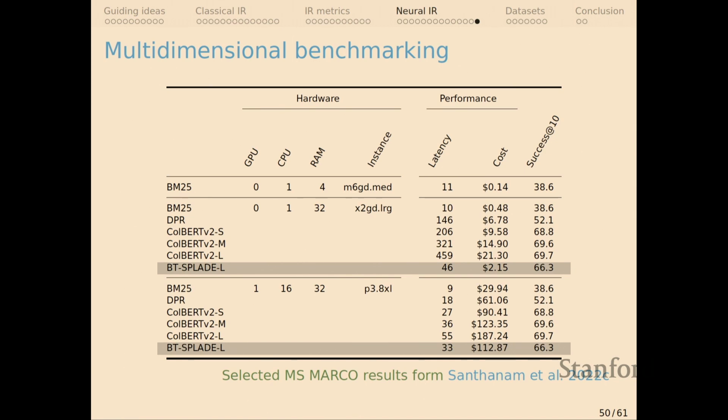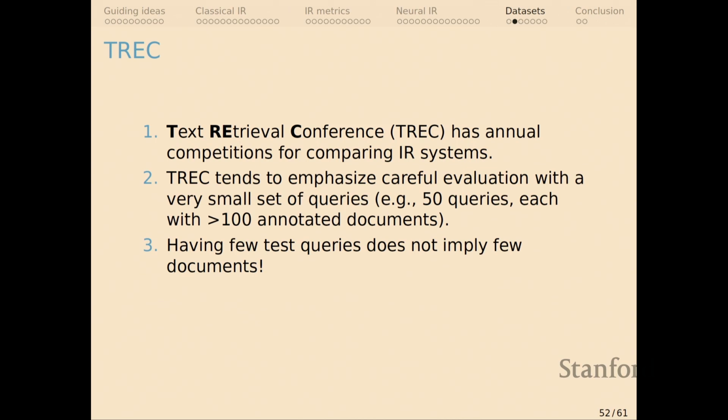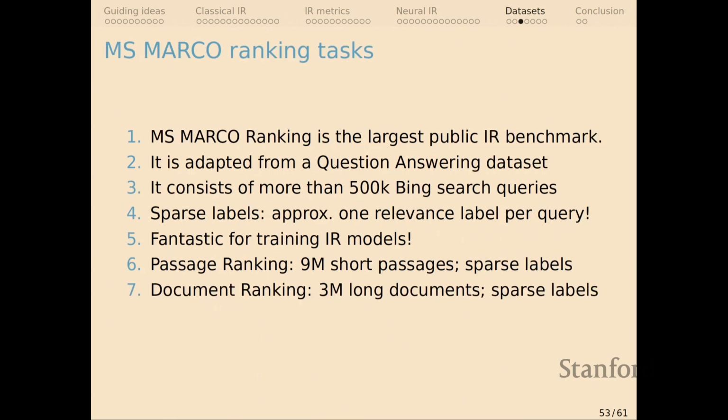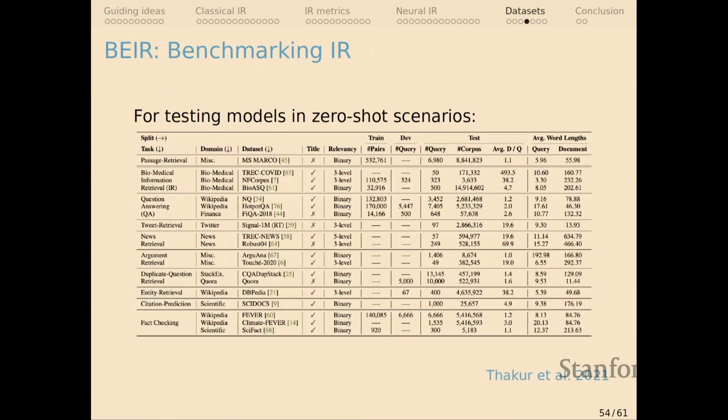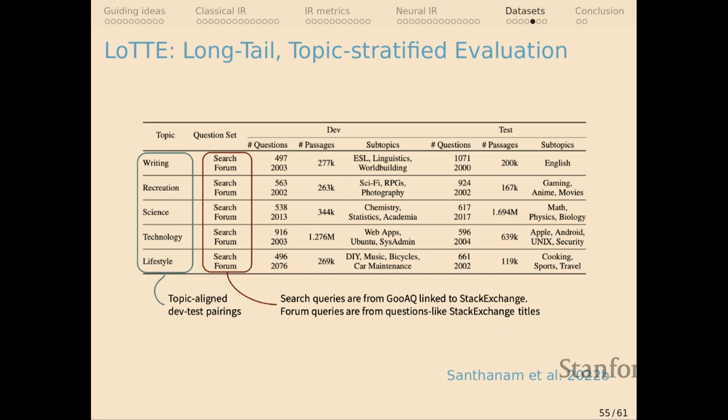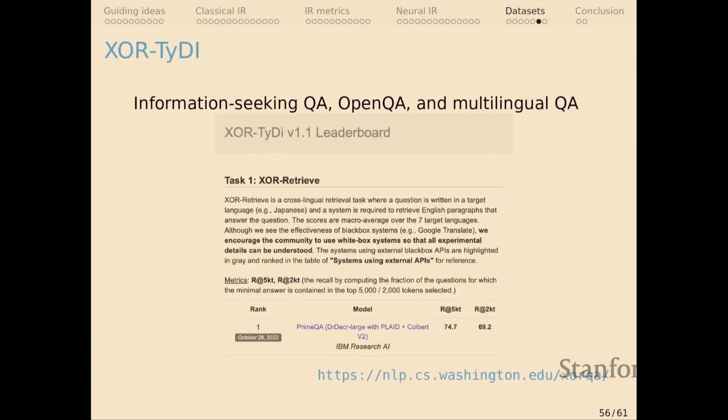The final section of this is just some data sets. I think I don't need to go through it because you have it as a resource. If you want to get started in neural information retrieval, you've got TREC, MS Marco, and then there are a bunch of new benchmarks that are designed to assess systems out of the box. That is zero shot. Beer is great. Latte is great for long-tailed topic stratified evaluation. And then this XOR TyDi is cool because this is multilingual.